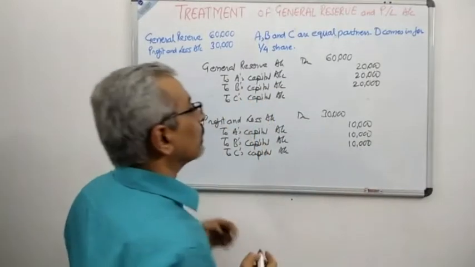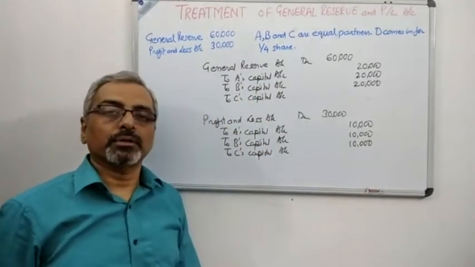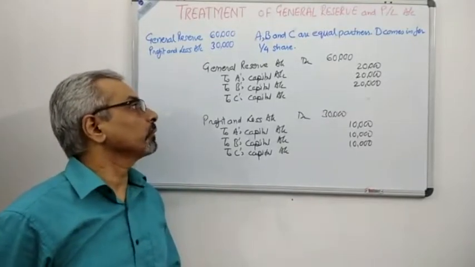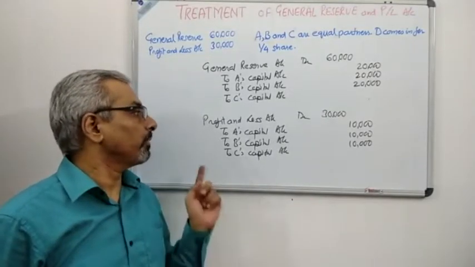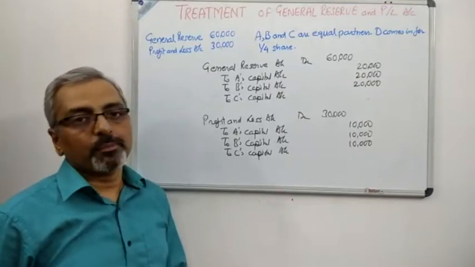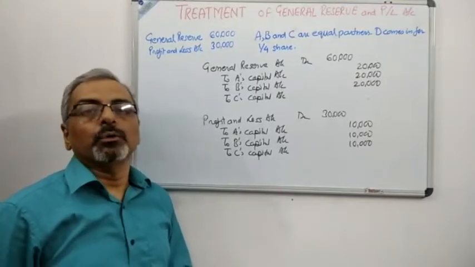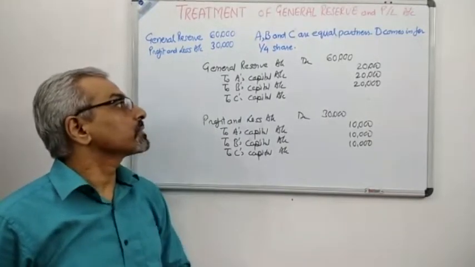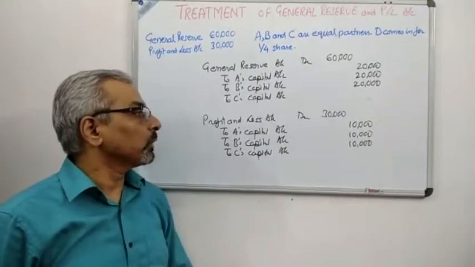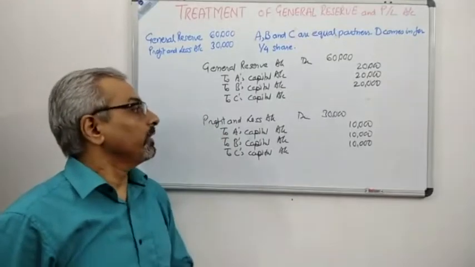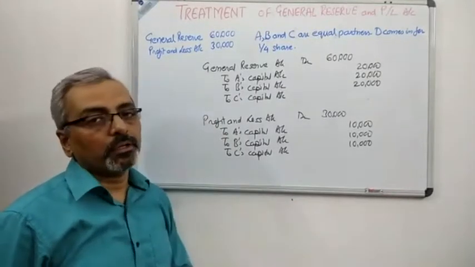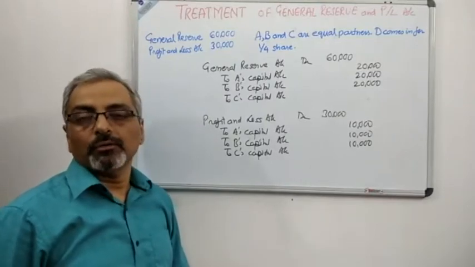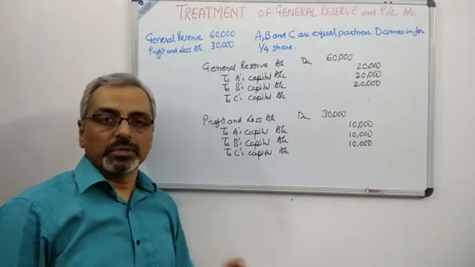So this we have done, and the two journal entries, that is general reserve account debit 60,000 to A's capital, to B's capital, to C's capital, and profit and loss account to A's capital, to B's capital, to C's capital. Yes, you can obviously pass a compound journal entry where you can give general reserve account debit 60,000, profit and loss account debit 30,000, to A's capital 30,000, to B's capital 30,000 and to C's capital 30,000. That can easily be done. Don't worry. If you find that easier, please do that.